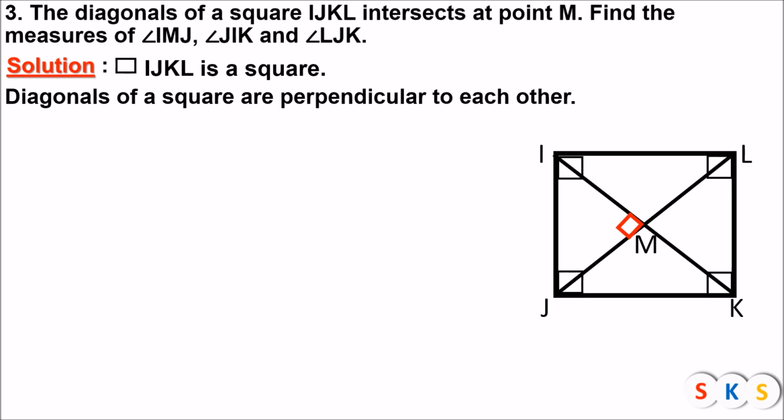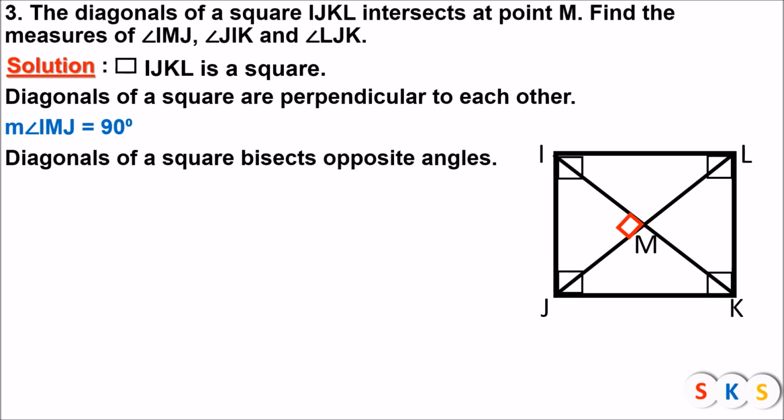So what will be the measure of angle IMJ? You can see in this figure the measure of angle IMJ will be 90 degrees. So we got the measure of the first angle, IMJ. Now we will find angle JIK.